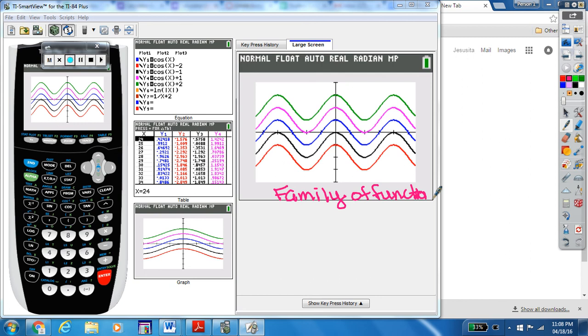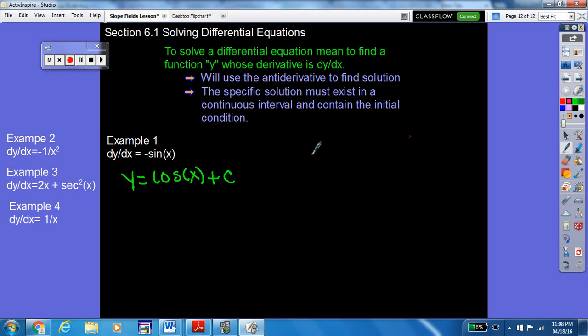Now, in this family of functions, if you are given a specific or an initial condition, one of these is going to satisfy it. So when you're given an initial condition, let's say that our initial condition for this particular example would be pi halves comma 1. Just like we did in class, this is your x coordinate, this is your y coordinate. You're going to replace x with pi halves and you're going to replace y with 1. And then you're going to solve for c.